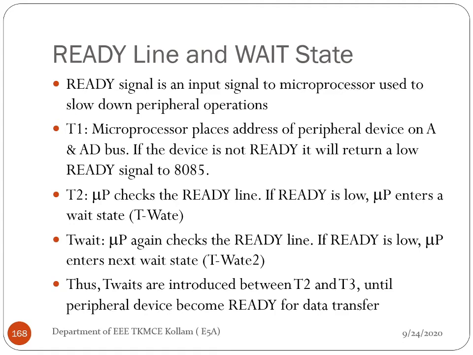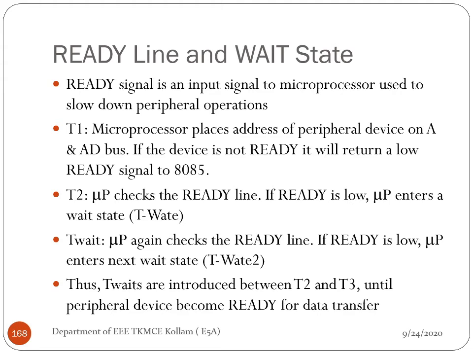During T2, the MPU checks the ready line. If the ready line is still low, the MPU enters a wait state. Again it checks the ready line during the wait state. If the line is high, the MPU goes to the third T state. If it is low, the MPU again enters another wait state. Thus, wait states are introduced between T2 and T3 until the peripheral device becomes ready for data transfer.